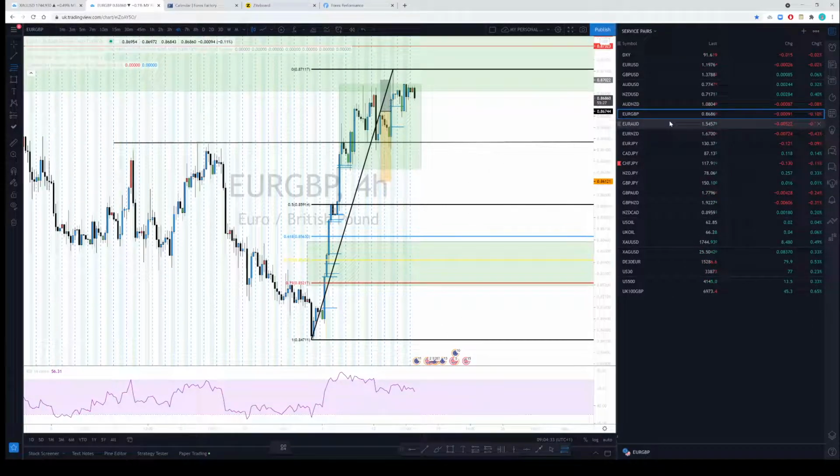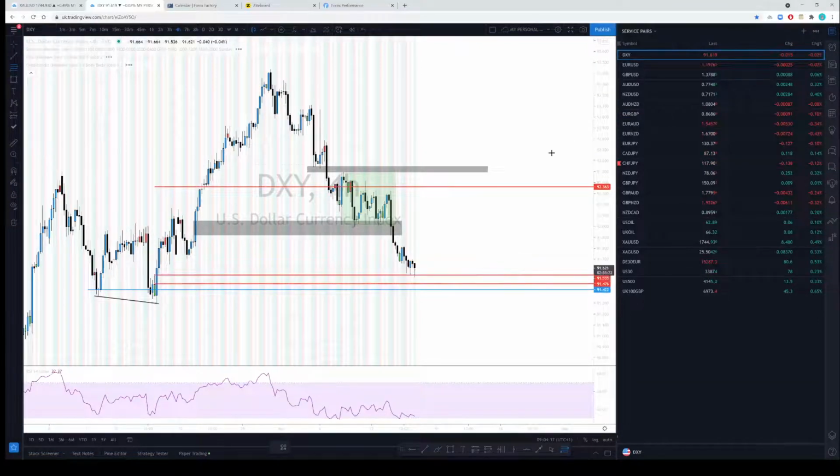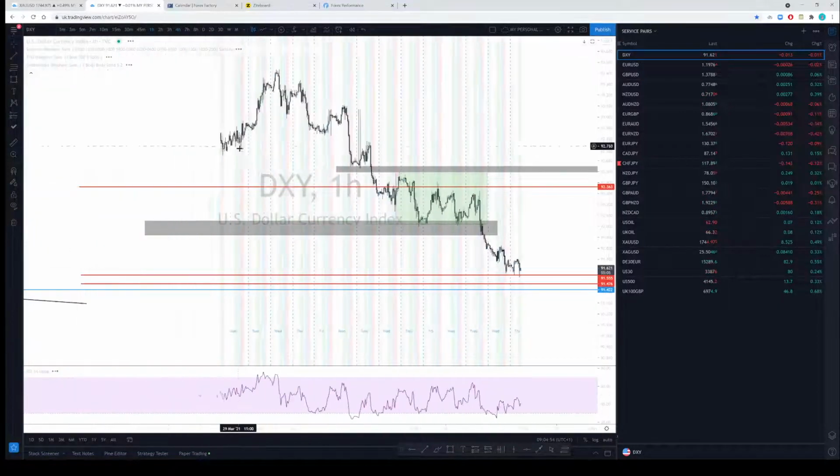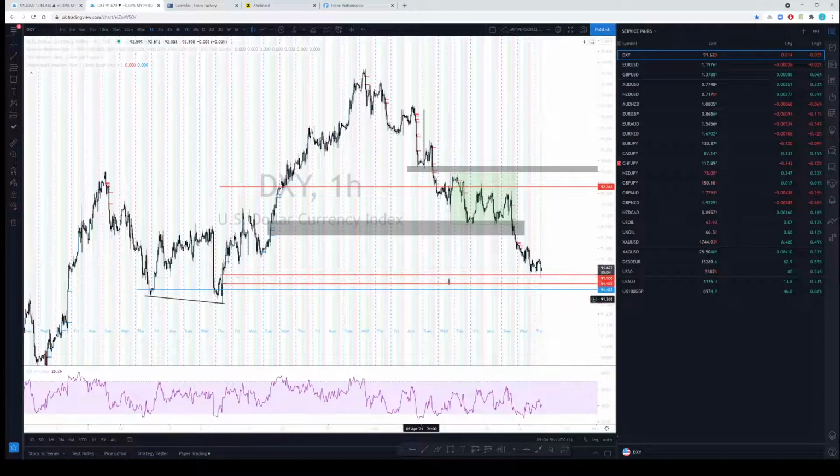Okay, so we are looking at the dollar index. Sorry, that's not the dollar index. The dollar index is here, and we've had price come into the level that I was anticipating over the course of the week. I said that we should see price drop into the imbalance in here, right, and then maybe give a bounce, and then ultimately I would expect them to take out this low.